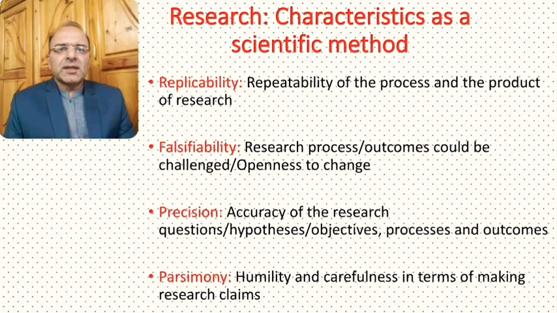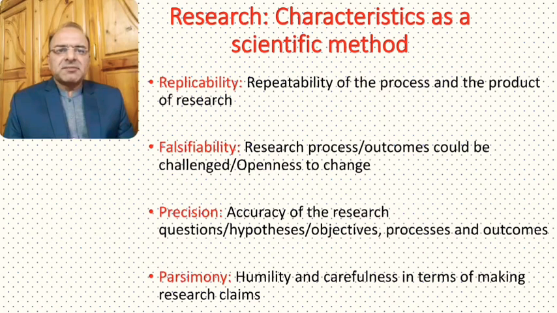One of the most important characteristics of research that makes it a scientific process is replicability of the research process. This means repeatability of the process and the product of research. The research process is elaborate and it can be repeated and replicated in similar situations with similar products or similar results. So replicability is an important aspect of research as a scientific method.